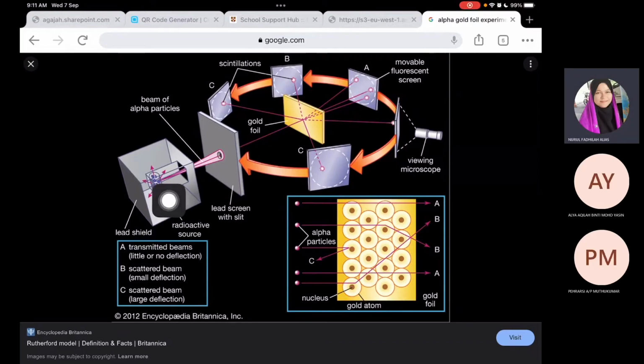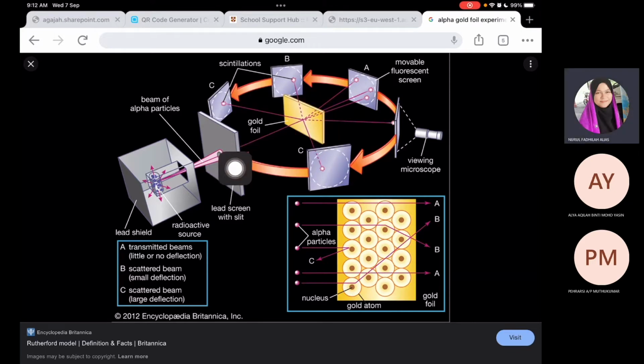Okay, and then we put the radioactive source here. Kita letak radioactive source. And then kat sini lead screen with sleeve. Yang lalu ni adalah beam alpha particles. Kat sini ada hole ya. So kita letak gold foil. Okay, when we place gold foil here.